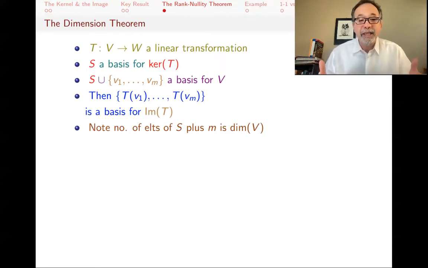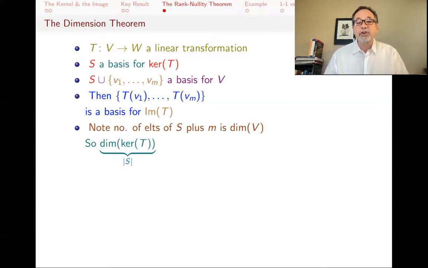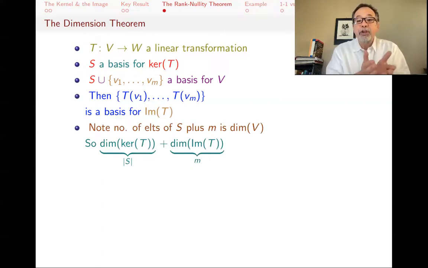Dimension is the size of a basis. And how many elements are there? Well, there's M of them, V1 through Vm, but there's also elements of S. So the number of elements of S added to M gives us the dimension. But what is the number of elements of S? Well, that's the dimension of the kernel of T, because S is a basis for the kernel. When we put absolute value around the set, we mean its size. So the size of S is the dimension of the kernel. And we just said that if you add that to M, what's M? If the theorem is correct, then M is the dimension of the image.